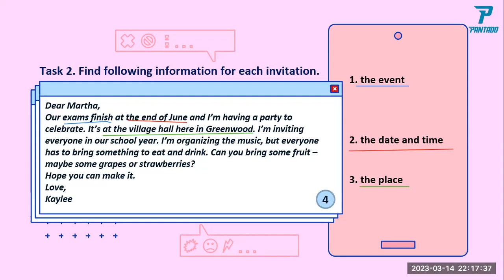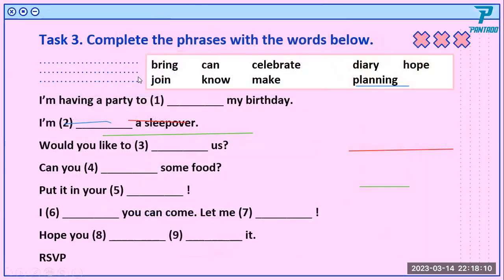Okay, so the event is exams. Oh, wow. Martha is having exams. And then the date and time, it would be in the end of June. So it's quite far. And the place is at the Village Hall here in Greenwood. So maybe this is the house of Martha. I don't know. Okay, correct.